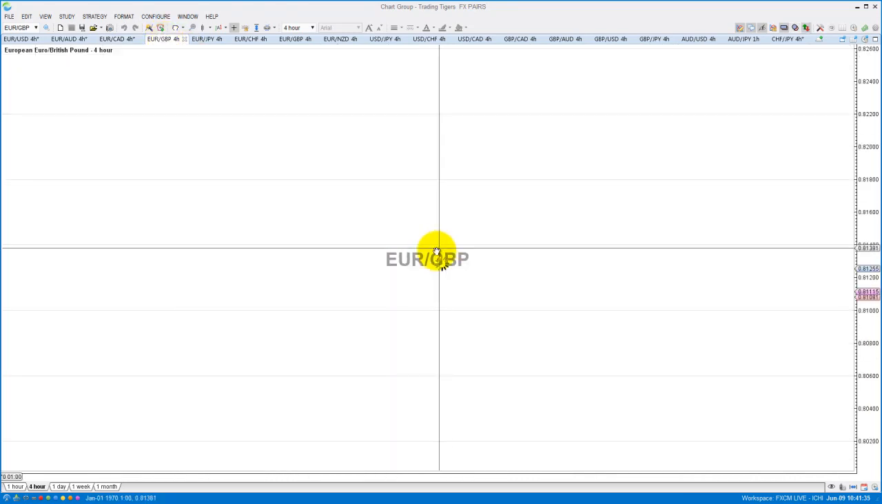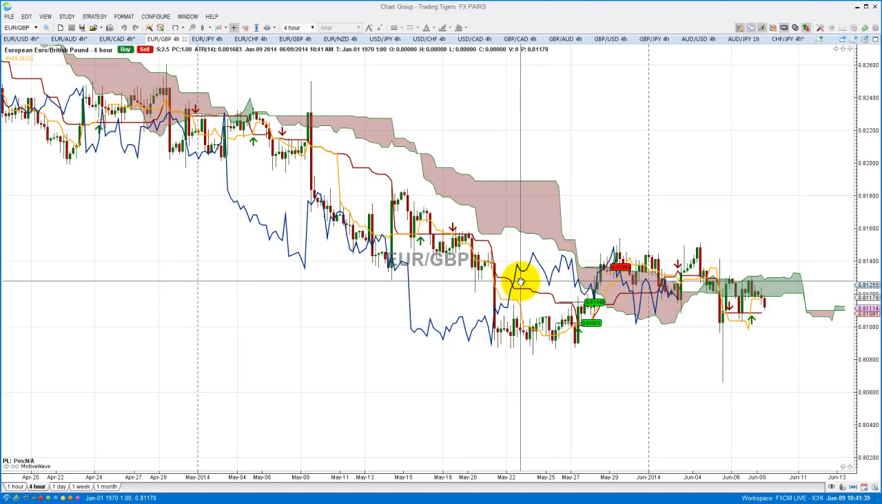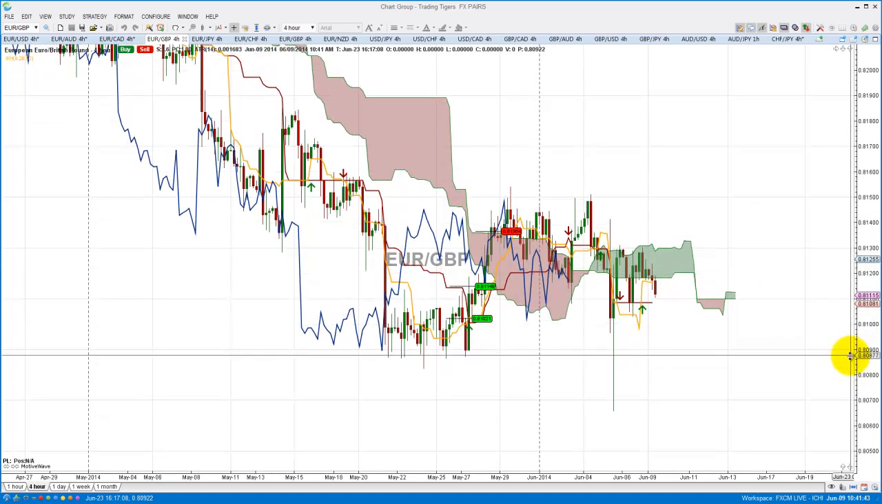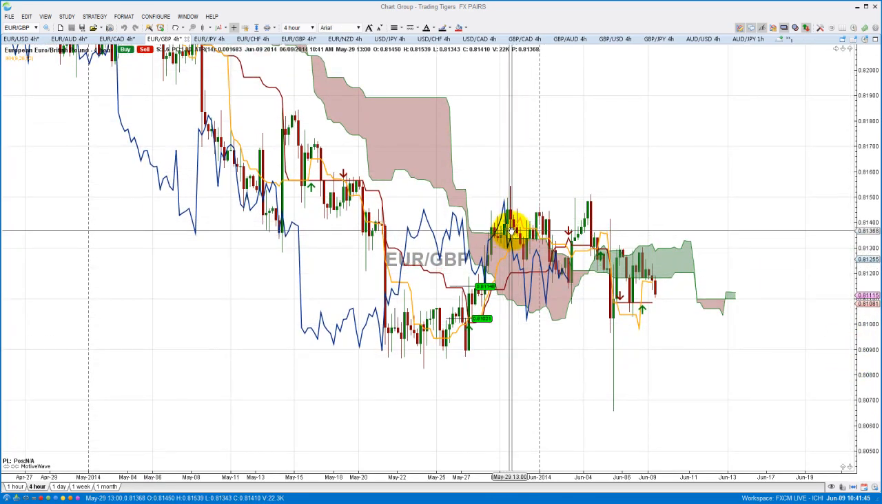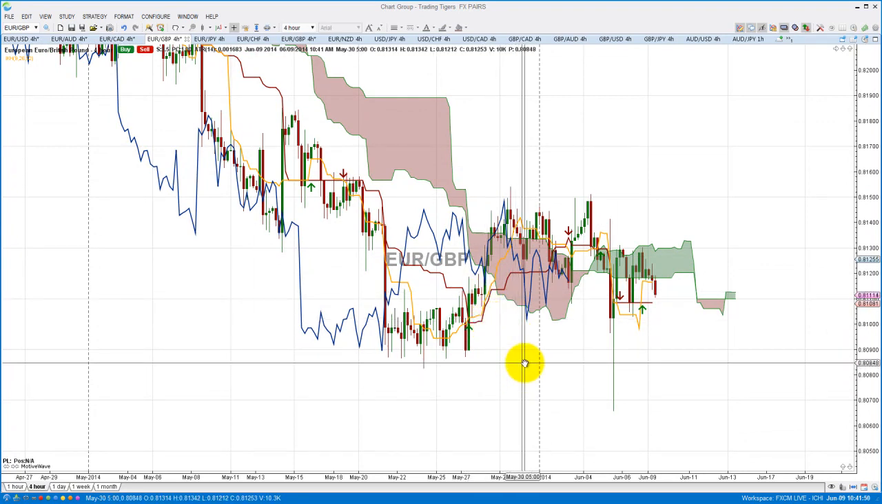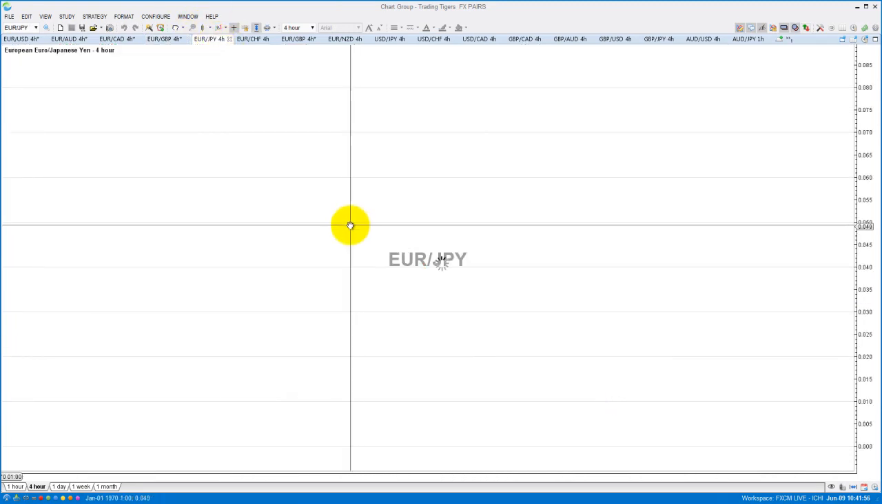Move to the next one, Euro Pound. What can we see in here? Do some housekeeping while we're here. Can't see much which would be that interesting for me right now, so I'm going to leave it, move to the next chart.